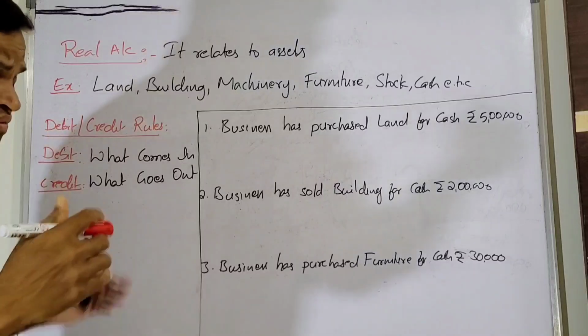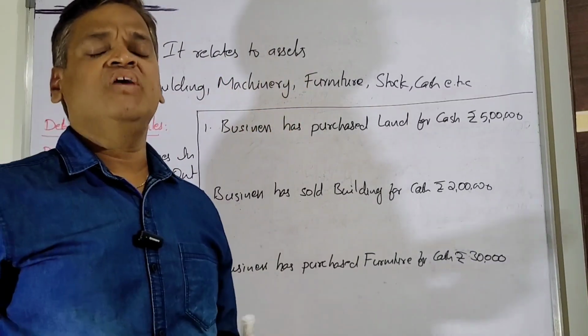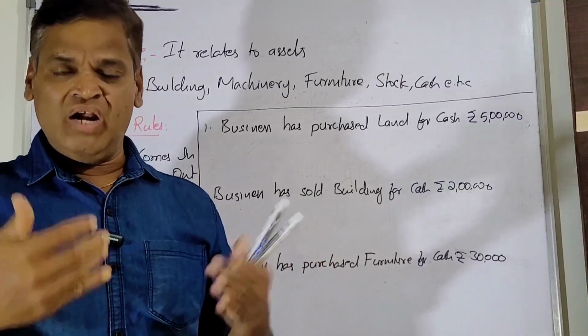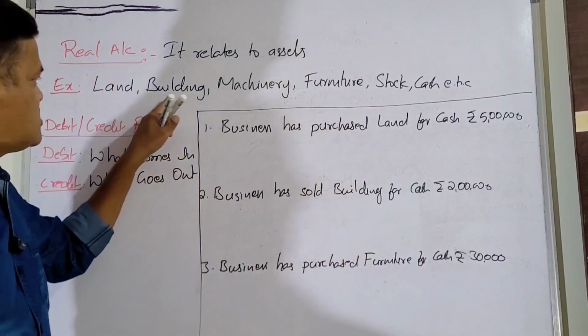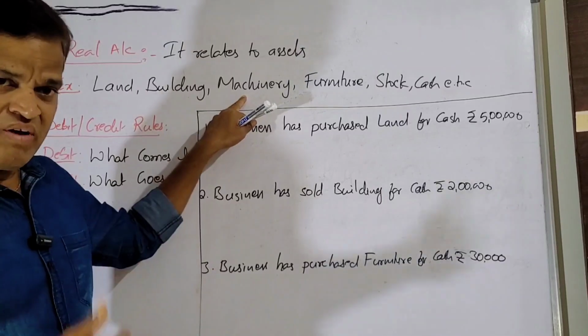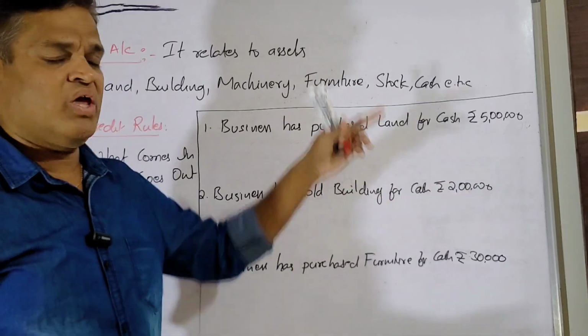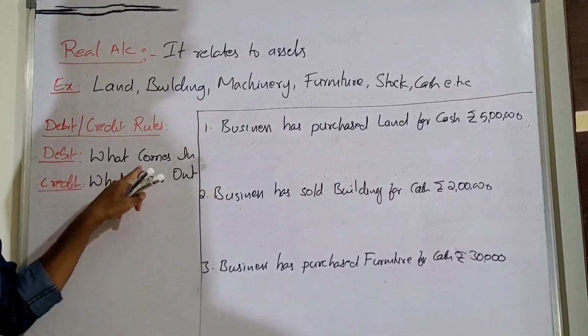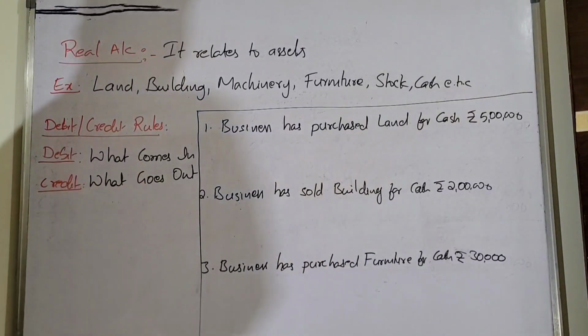When these assets come into the business, if the business purchases land, land will come into the business. If the business purchases a building, the building will come into the business. If the business purchases machinery, machinery will come into the business. Furniture, stock, and cash, all will come into the business. At that time we have to write debit according to real account.